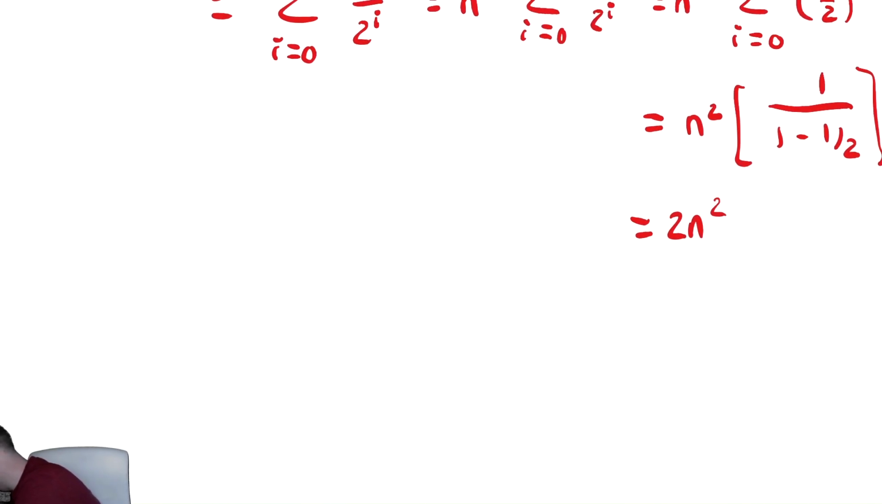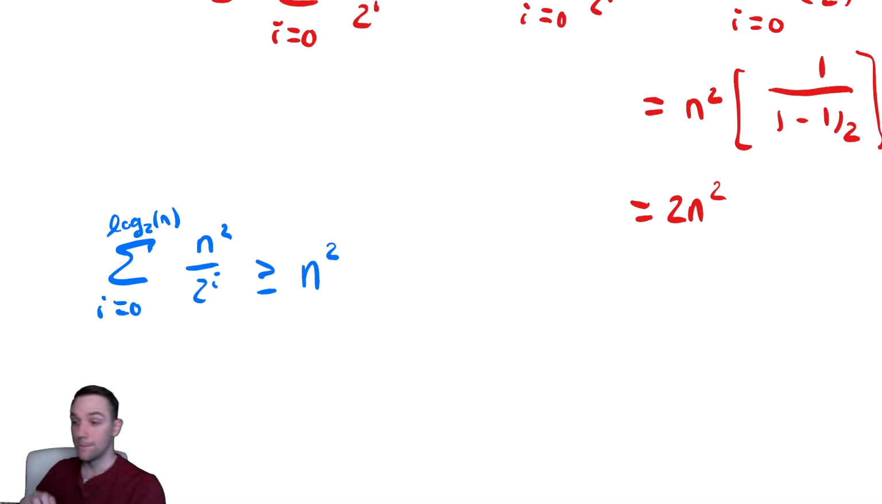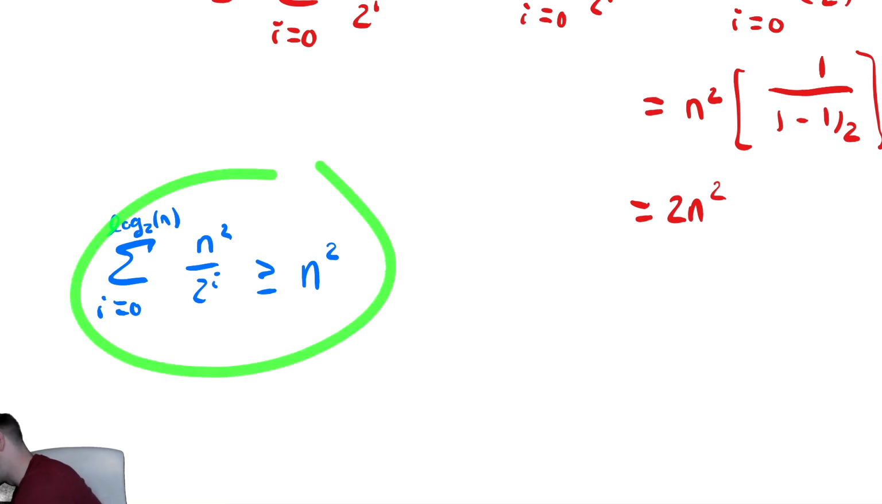So the original summation, going from 0 to log base 2 of n of n squared divided by 2 to the i, is definitely bigger than or equal to n squared, because we're dropping every term except the first. And that always holds. We don't need to say any caveats about n. We don't even need to think about what we're doing. We're just dropping all of the other terms except for the first term in the summation. Therefore, it is bounded above by a constant times n squared and bounded below by a constant times n squared.